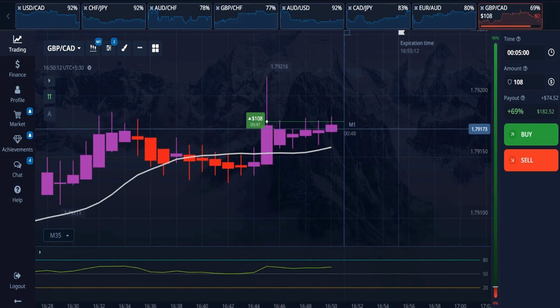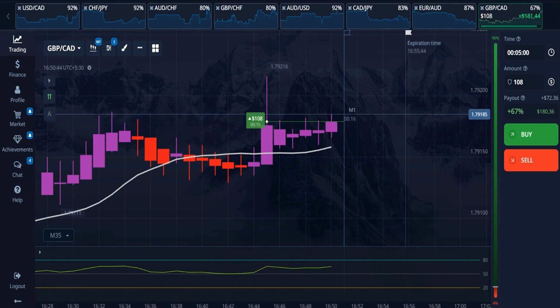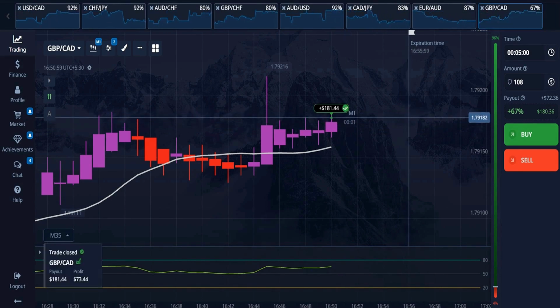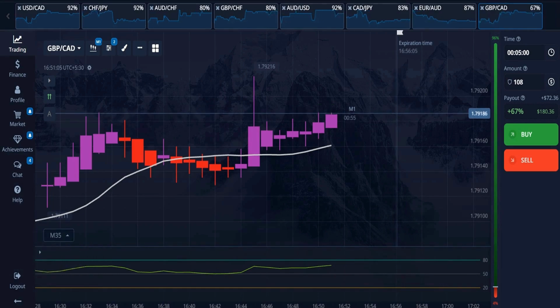Now let's wait for the trade result. Stay tuned. Let's see how the market reacts to this setup. If the strategy works as expected, this should be a winning trade. We won this trade. This shows how powerful and accurate this strategy is when followed properly.